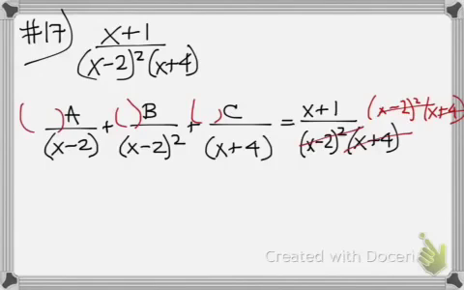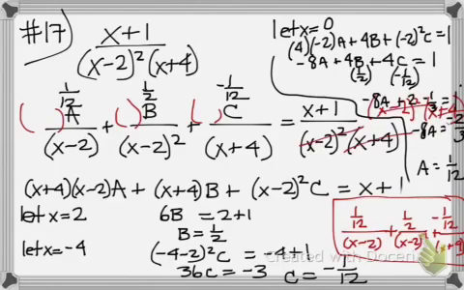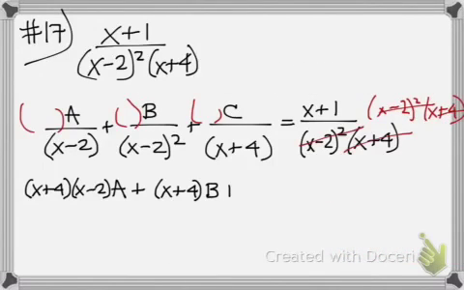Hopefully that makes sense. So for the first part, if we're multiplying by x minus 2 times x minus 2 times x plus 4 on the top, x minus 2 is going to cancel out one of the x minus 2's, but you're still going to have one left over. So you're going to have x plus 4 times x minus 2 times A for that first term. For the second term, both of the x minus 2's are going to cancel out, but you're going to be left with an x plus 4 times B. And then for that third one, you have both x minus 2's left over. So you have x minus 2 squared times C. The x plus 4's are going to cancel. And all of that equals x plus 1.